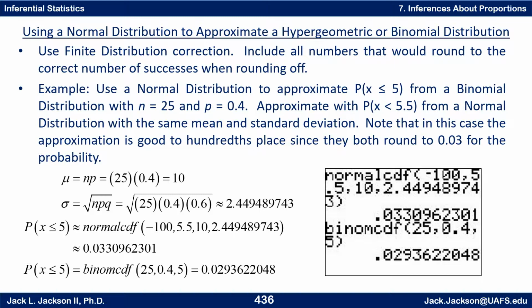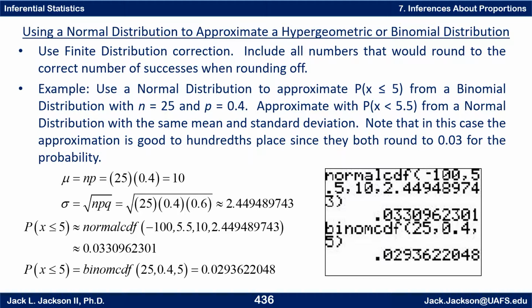Sometimes when we use a normal distribution to approximate a hypergeometric or binomial distribution, we use a finite distribution correction. We include all numbers that would round to the correct number of successes when rounding off. For example, to approximate the probability that x is less than or equal to 5 from a binomial distribution with n equals 25 and p equals 0.4, we can approximate the probability that x is less than 5.5 from a normal distribution with the same mean and standard deviation.